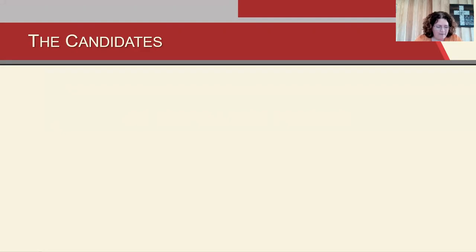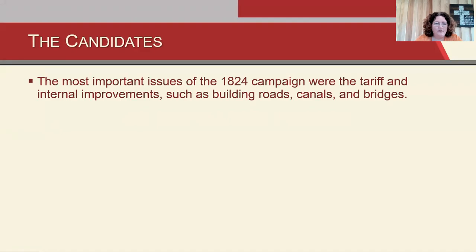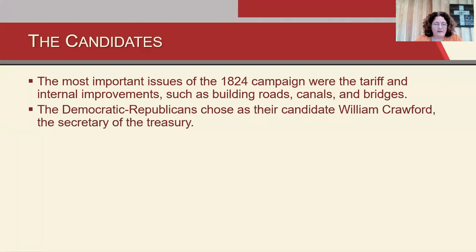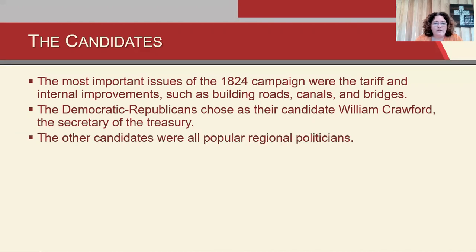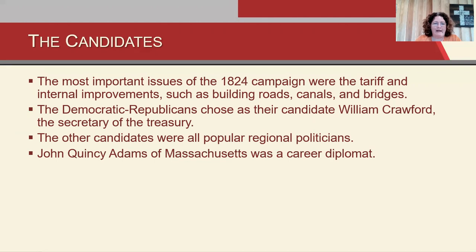So we're looking here at the candidates in the 1824 election. The most important issues in the 1824 campaign were the tariff and internal improvements, such as building roads, canals, and bridges. So looking at the different candidates, the Democratic Republicans chose William Crawford, who was the current Secretary of Treasury, as their candidate. The other candidates were all popular regional politicians, meaning in the regions that they were from, they were popular. So John Quincy Adams of Massachusetts was a career diplomat. His father was John Adams, the first vice president, the second president.